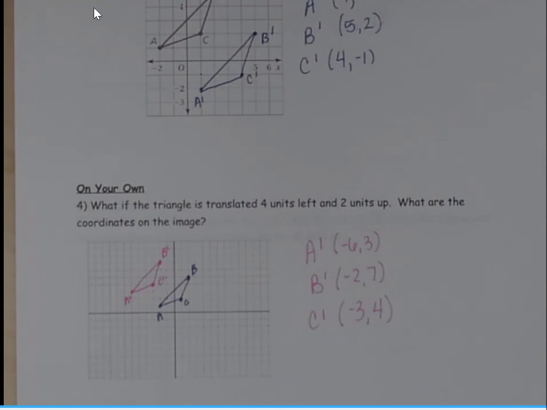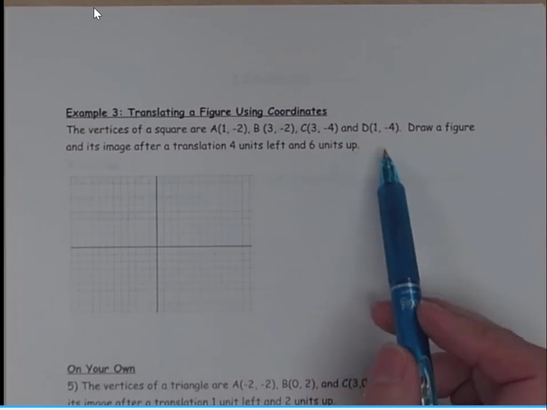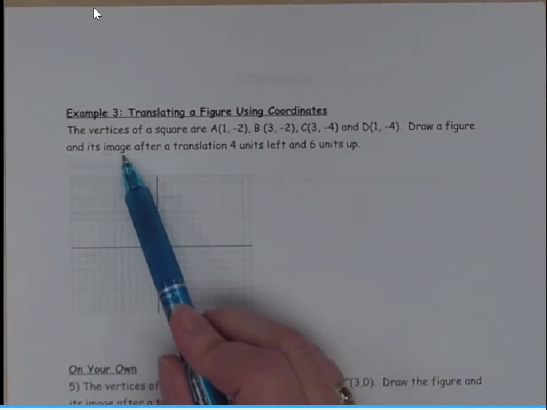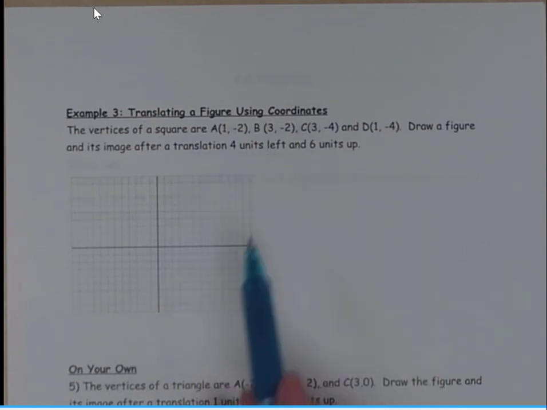All right, how'd you do? A prime is at -6, 3. B prime is at -2, 7. And C prime is at -3, 4. All right, so now there's actually another way we can take a look at this. It says the vertices for a square are A, B, C, and D. Draw a figure and its image with a translation 4 units left.